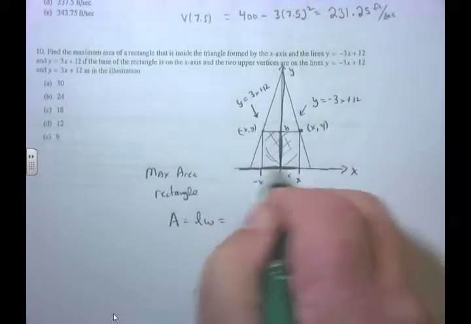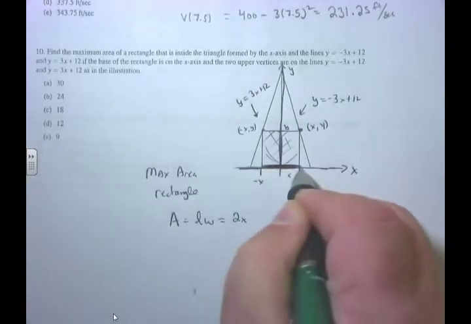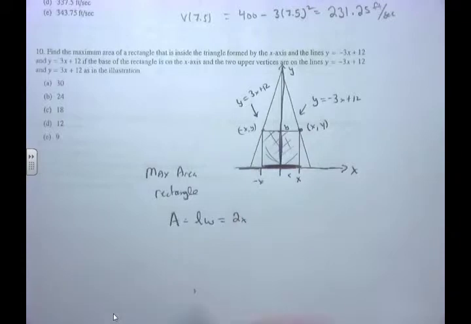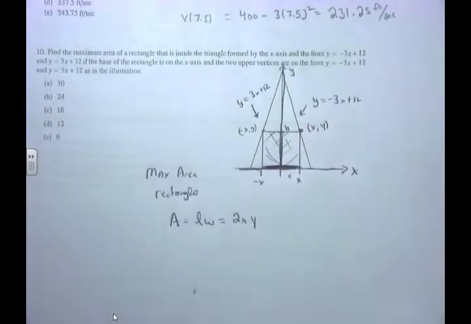What is the length of this thing? How long is that part right there? It is 2x, because it's x there and an x on that side makes it a 2x. Times the height. What's the height of this thing? Times y. The area is 2x times y. Classic maximize, minimize problem. Take derivative, set equals 0, and solve.